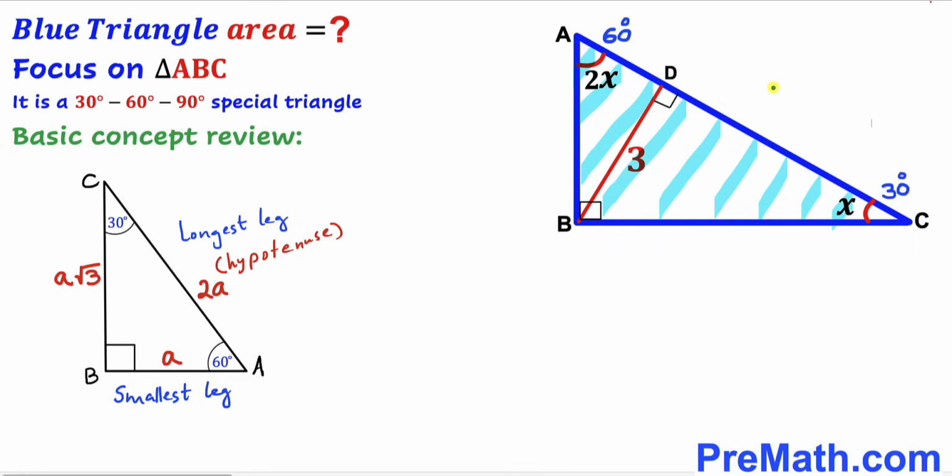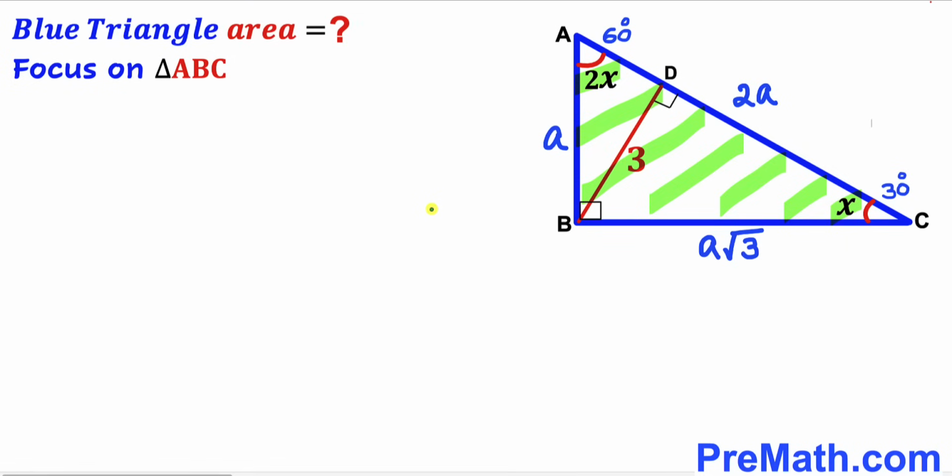And now let's focus on this triangle ABC. Since this is our smallest angle, so this is going to be our smallest leg, and this is going to be simply lowercase a, whereas this leg is going to be our longest leg, so this is going to be 2 times lowercase a, and this third leg has got to be a times the square root of 3. And now let's focus once again on this big blue right triangle ABC.